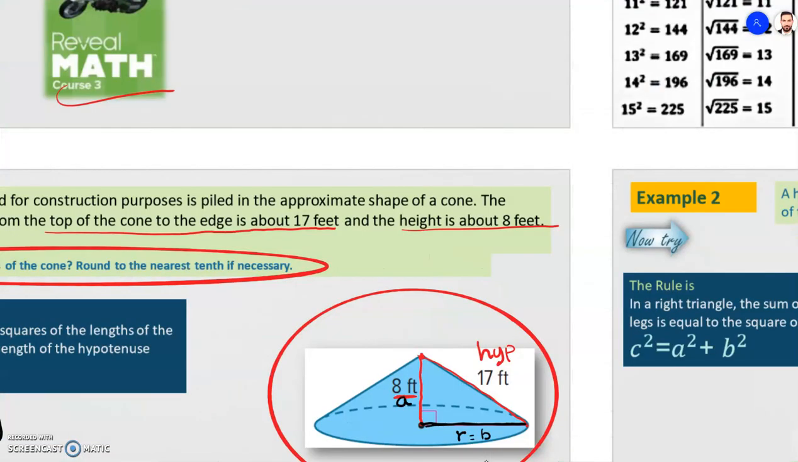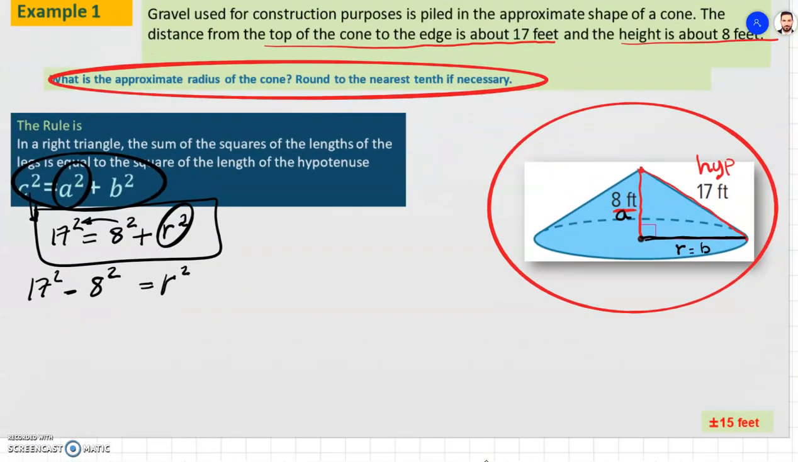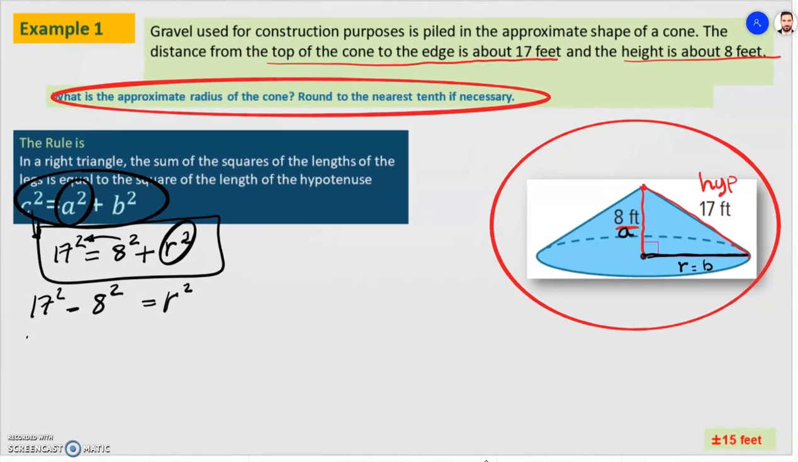So you are going to write 289 minus 8 squared, which is 64. You will get the radius squared, but I don't want the radius squared, I want only the radius. So if you want only the radius, what you have to do, if you remember, is take the positive or negative square root. But first of all, let's do 289 minus 64. 9 minus 4 equals 5, 8 minus 6 equals 2, and drop the 2, so 225.